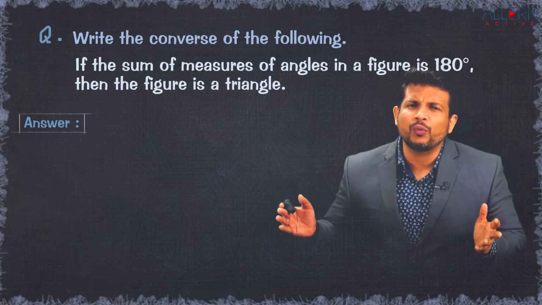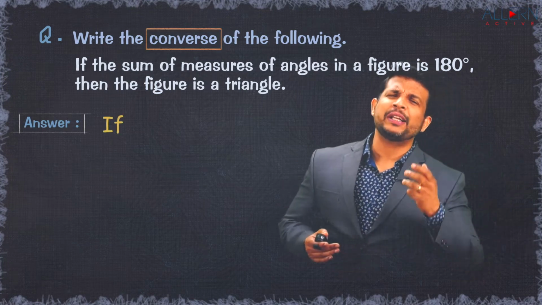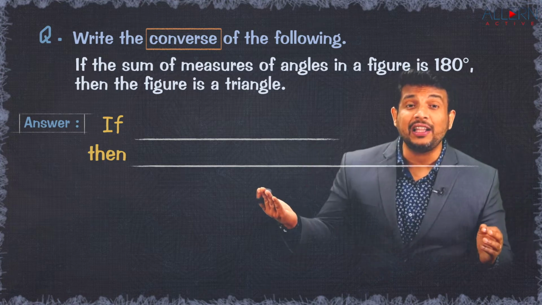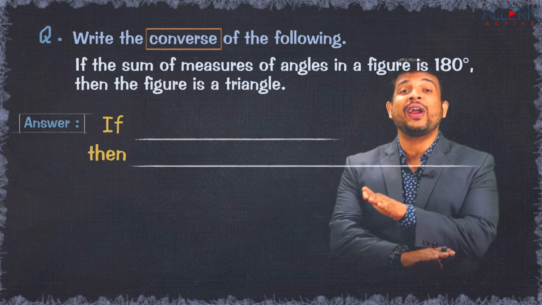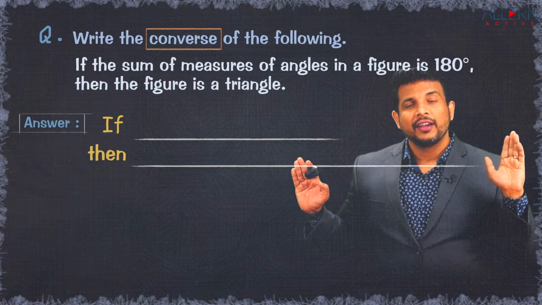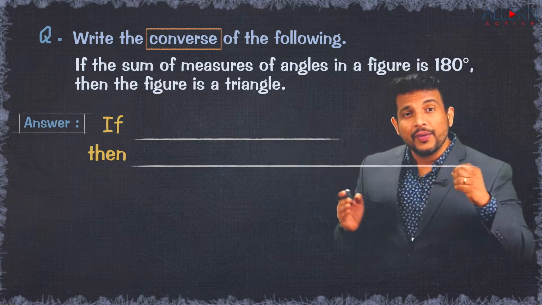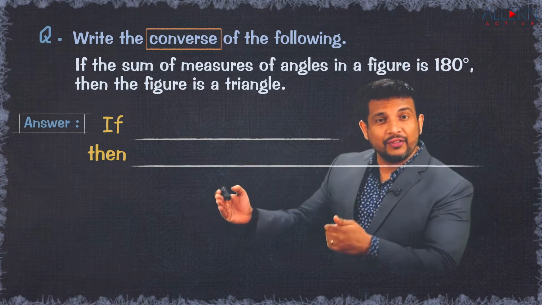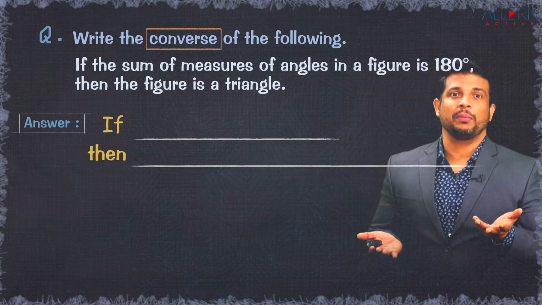Because when we talk about a converse, what is the converse of a given statement? It's very simple. We have to just swap the places of the antecedent and the consequent. That's it. Right? So from the given statement, the consequent will go to the antecedent's place and the antecedent will become the consequent. That's it. It's so simple.